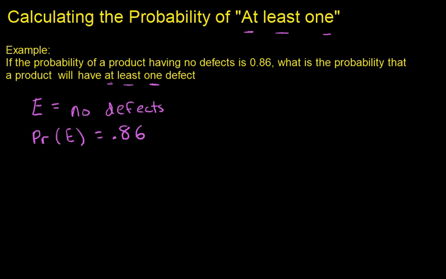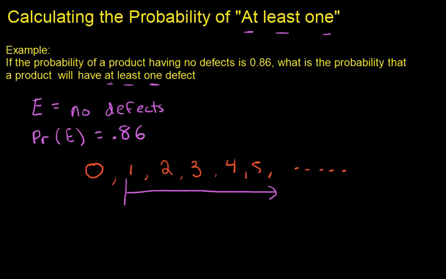So let's think this through. A product could have no defects, that'd be 0, right? A product could have one defect, it could have 2, 3, 4, 5, keep on going. The number of defects on a product could be a very large number, right? So at least one would mean that it has one or more defects. That's what at least one is, right? 1 is at least 1, 2 is at least 1, 3 is at least 1. 1 or more is at least 1.